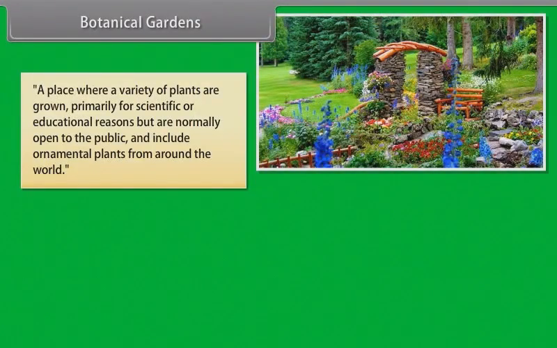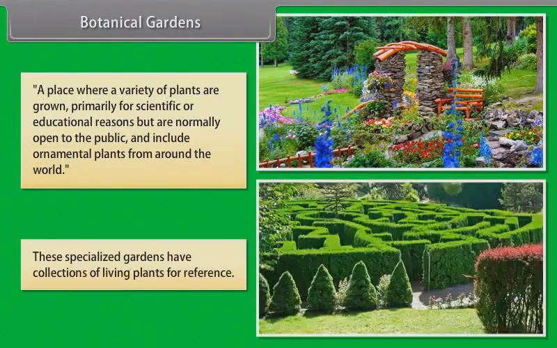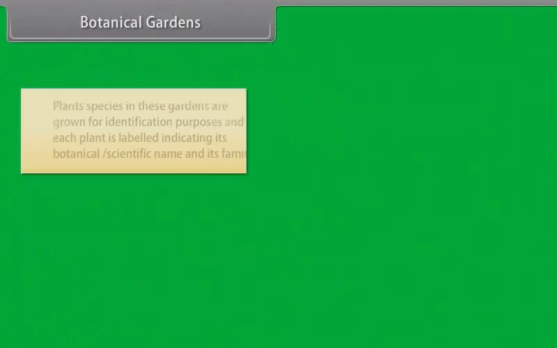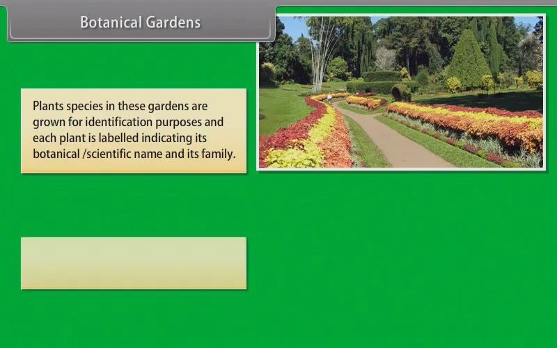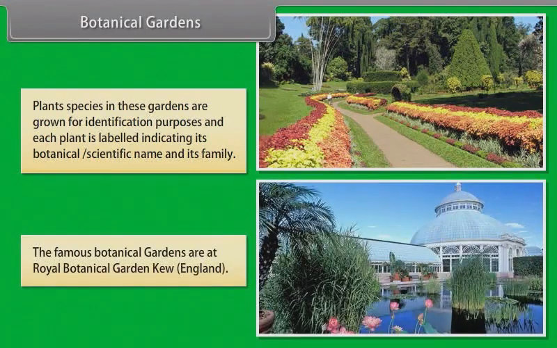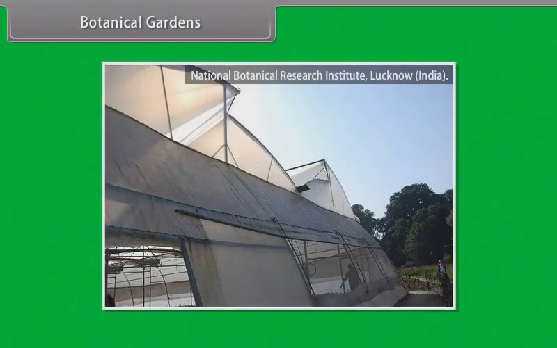Botanical Gardens. A place where a variety of plants are grown, primarily for scientific or educational reasons, but are normally open to the public and include ornamental plants from around the world. These specialized gardens have collections of living plants for reference. Plant species in these gardens are grown for identification purposes, and each plant is labeled indicating its botanical scientific name and its family. The famous botanical gardens are at Royal Botanical Garden, Kew, England. The famous Indian Botanical Research Institute, Lucknow, India.